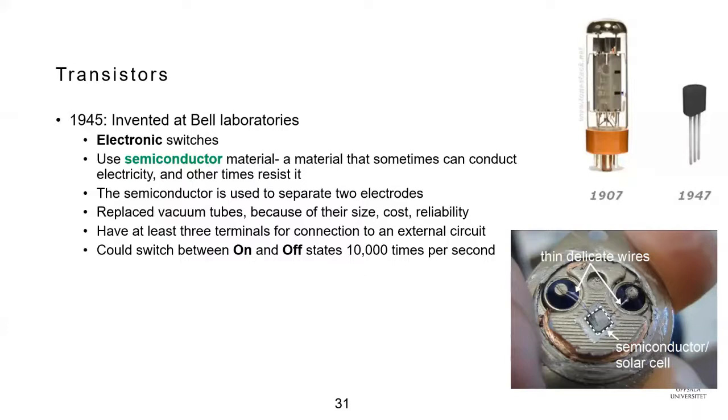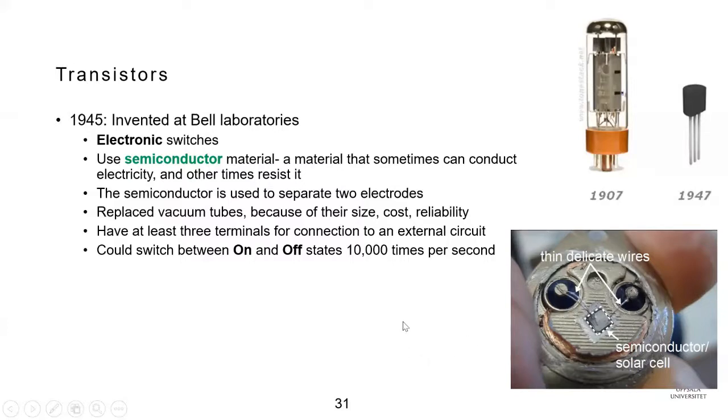Transistors replaced vacuum tubes because of their size. You see, they are much smaller. They were much cheaper and even much more reliable. They didn't have these fragile glass bulbs anymore. In their construction, they have 3 terminals, as you see here, these 2 electrodes and this semiconductor part that are connected to wires, and they will be connected by these 3 terminals to other parts of the circuit inside the computer.